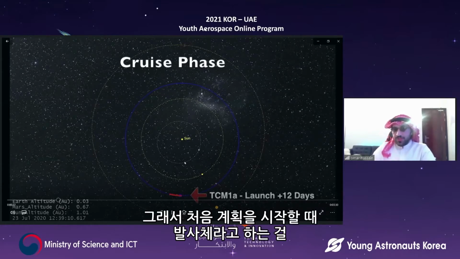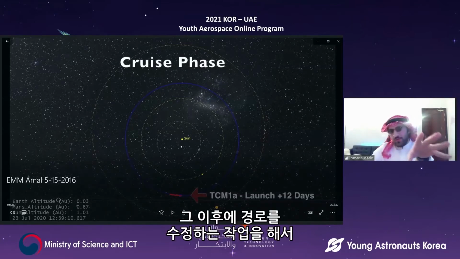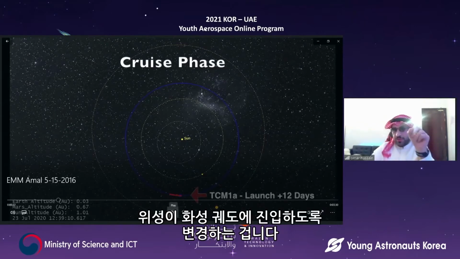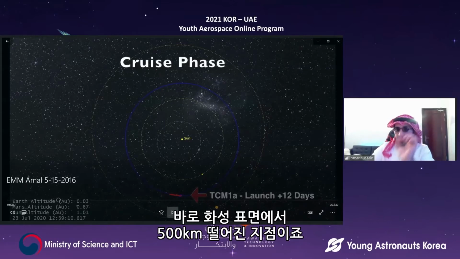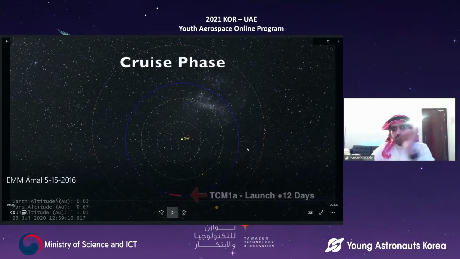So we'll crash straight into Mars if we do not actually launch away from Mars. So that's why when we start, we usually use what we call a launch bias, and we launch a little bit away from Mars. And then what we do is trajectory correction maneuvers, which actually corrects our trajectory in order to get us into an orbit that gets us to a point that is 500 kilometers from the surface of Mars. So we're going to see the trajectory correction maneuvers now.